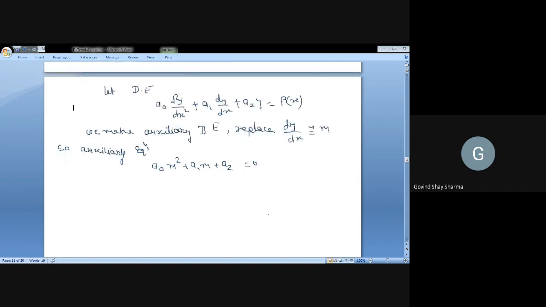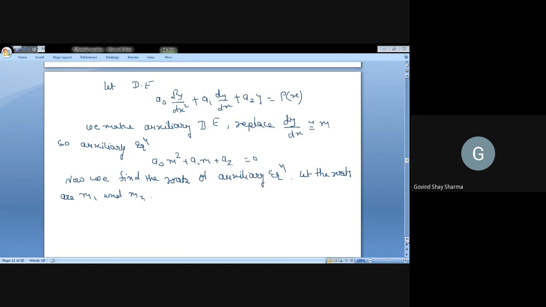Now we find the roots of the auxiliary equation. Friends, when we solve this we will get two roots. Let the roots be m1 and m2. Now the expression of CF depends upon the roots, so there are some cases for writing the CF.